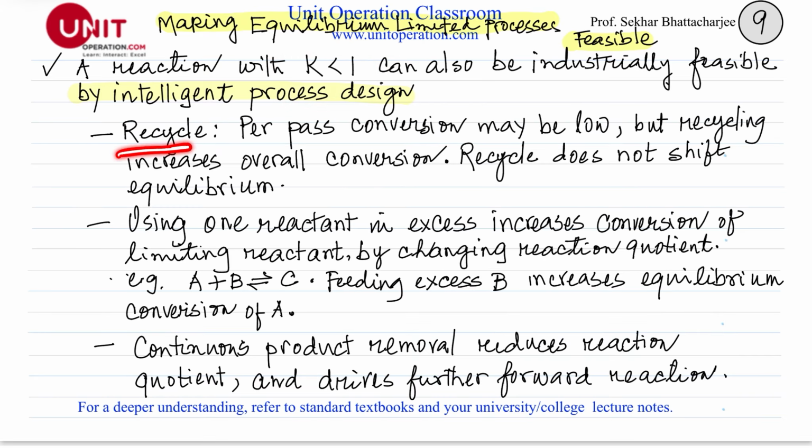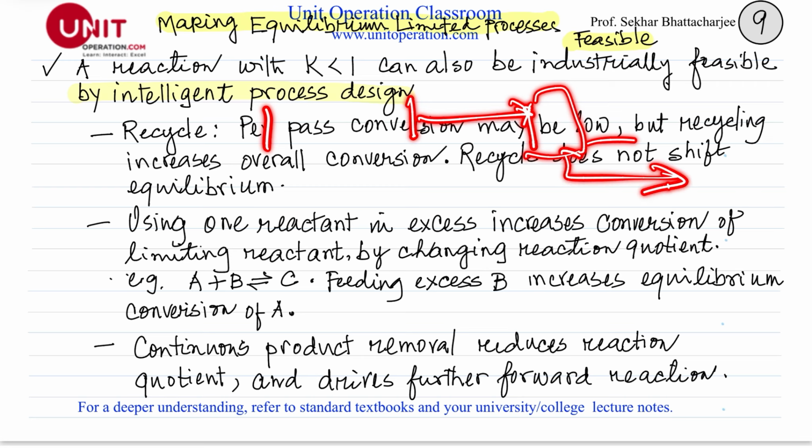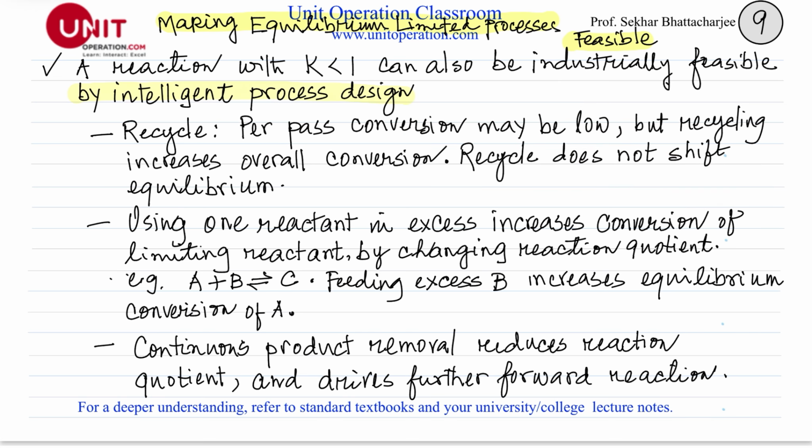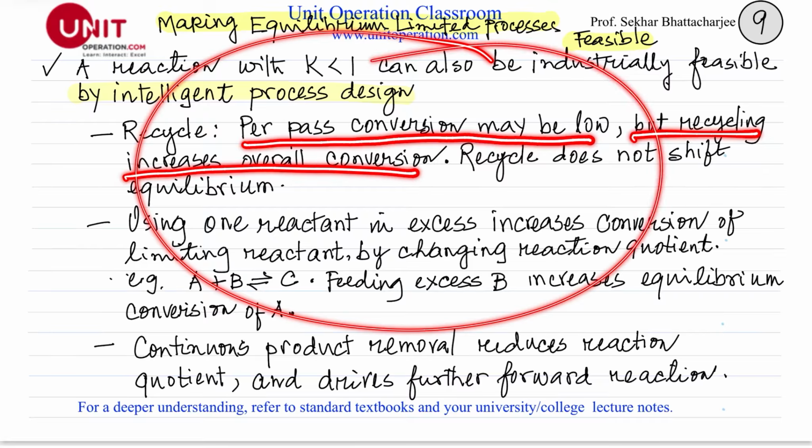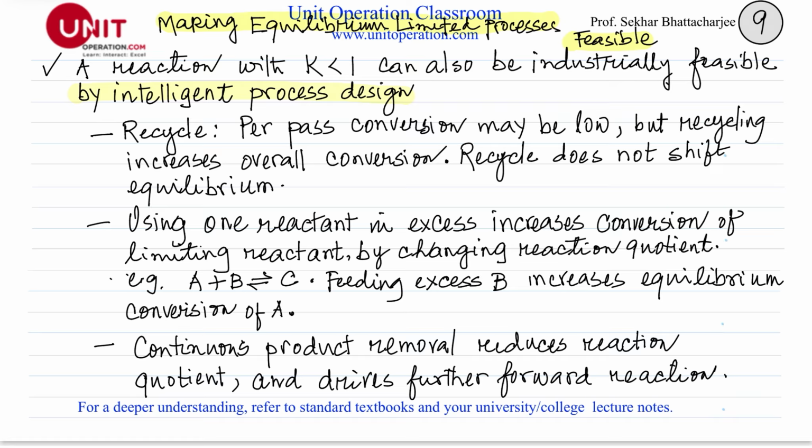You can use recycle, where of course after the reactor we separate the reactants from the products, and the products are maybe condensed and cooled, and the reactants are of course sent back. So the recycle. But remember, in recycle, per pass conversion may be low, but recycling increases the overall conversion. But recycling does not shift equilibrium, and does not change the value of K.